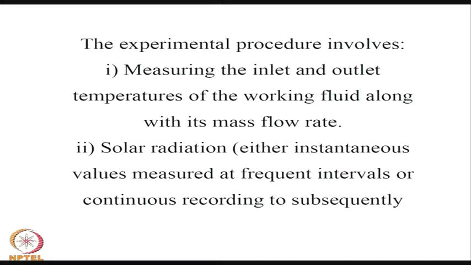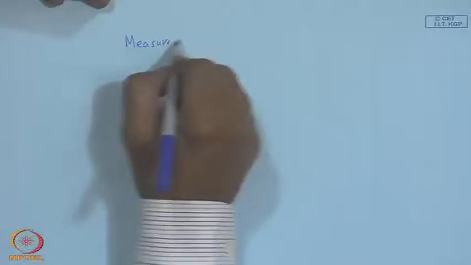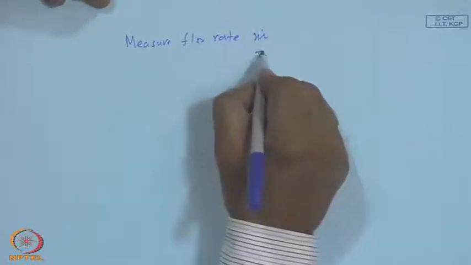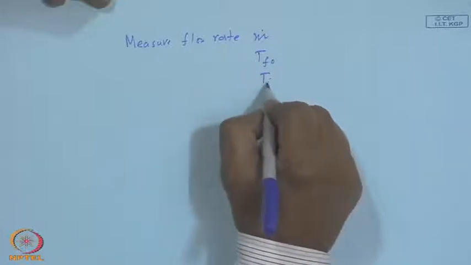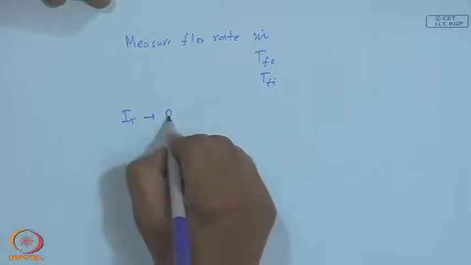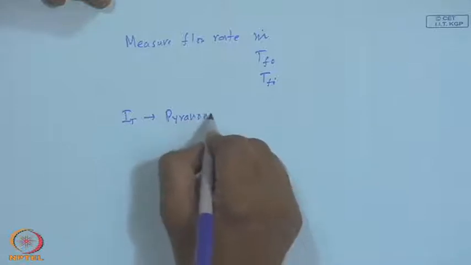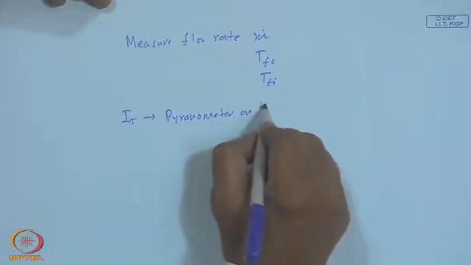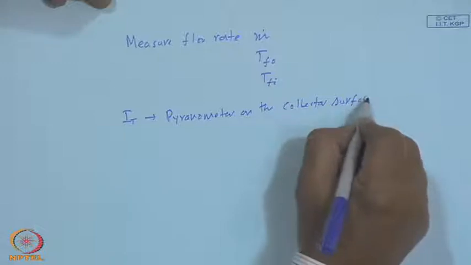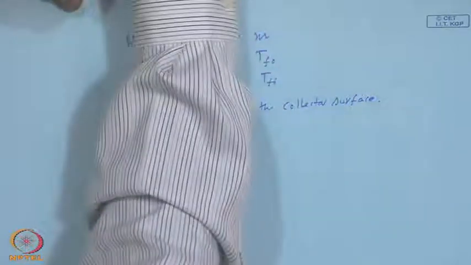So, how do we do it? The actual measurements will be: measure the flow rate m dot, the outlet temperature TFO and the inlet temperature TFI, and directly IT, by mounting the pyranometer on the collector surface. So, there will be no other uncertainties in converting from the horizontal surface or any other surface to the collector surface.